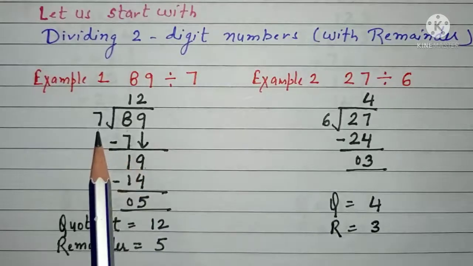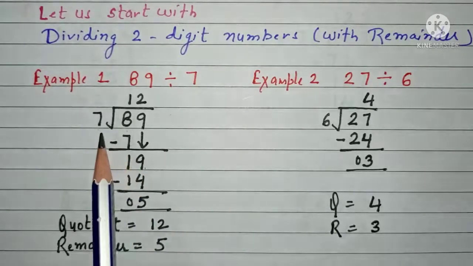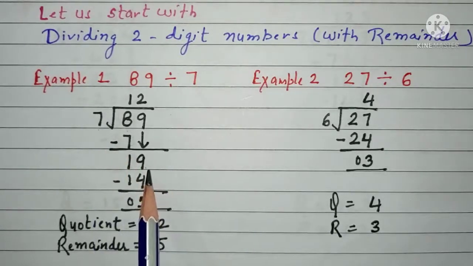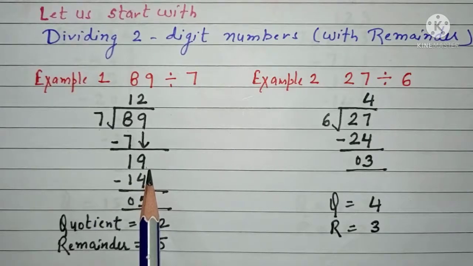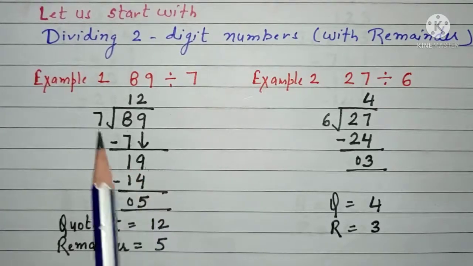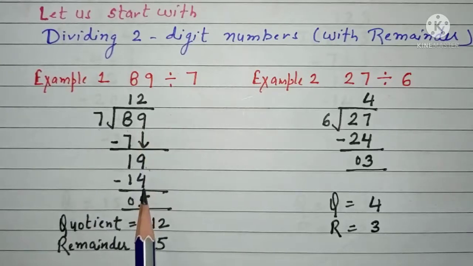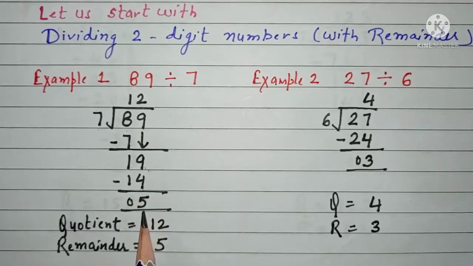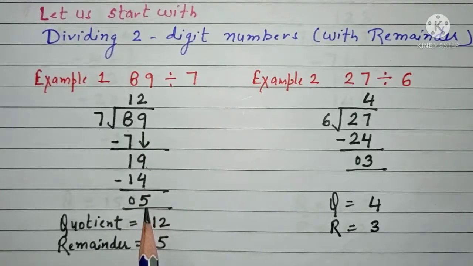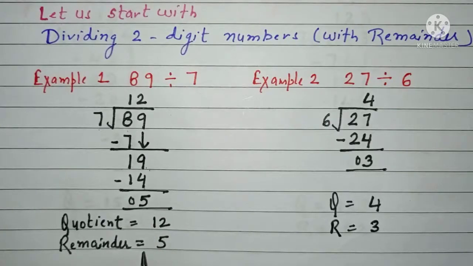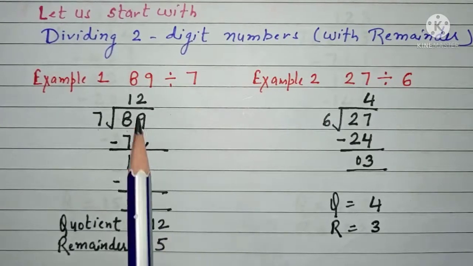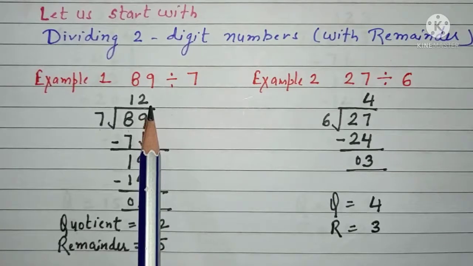Now, seeing where 19 comes in the table of 7, 19 doesn't come, so we will look for a slightly smaller number than 19. 7 twos are 14 and 9 minus 4 is 5. So here the remainder is the digit 5 and the quotient is 12.